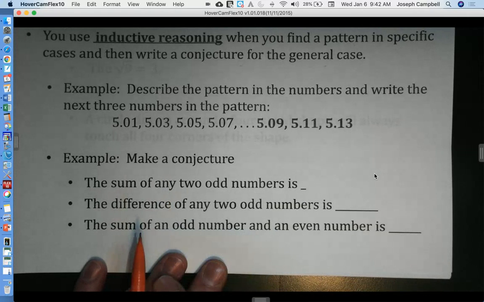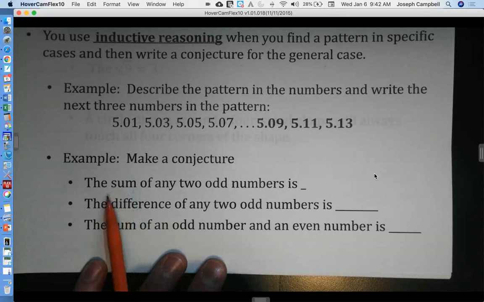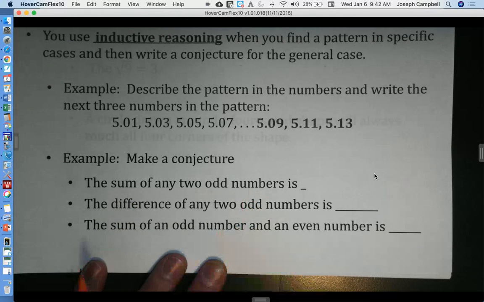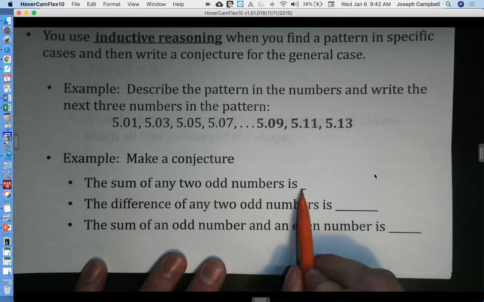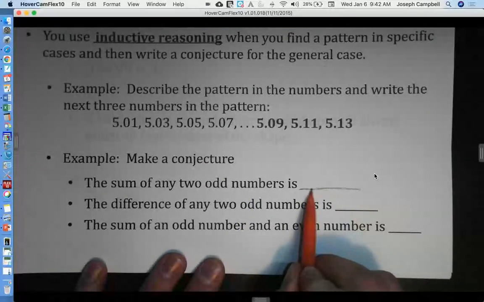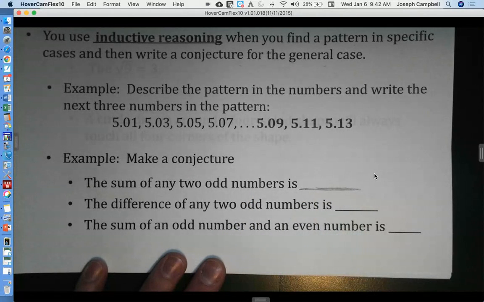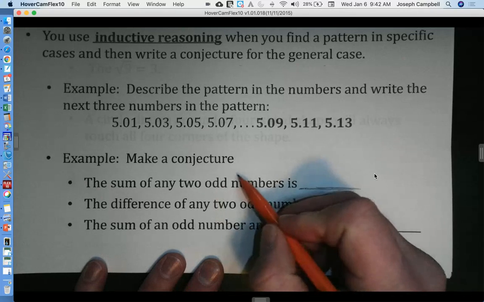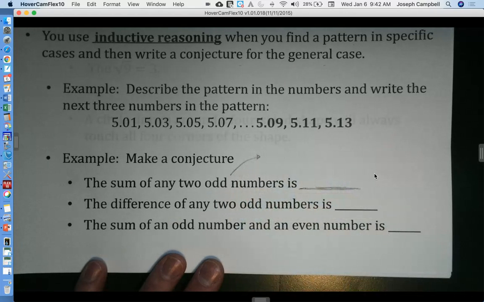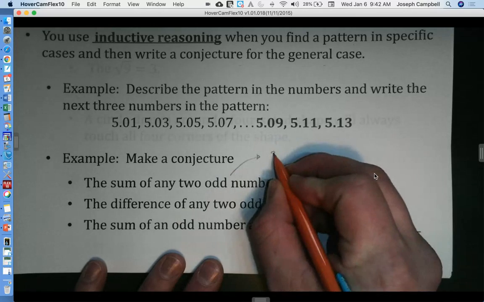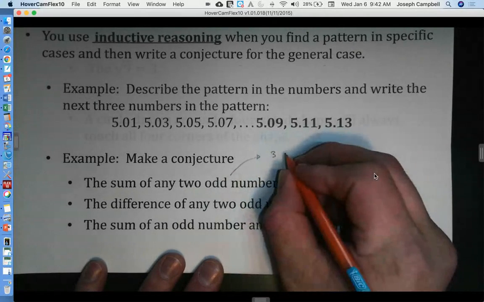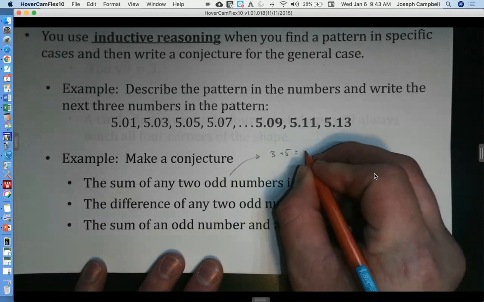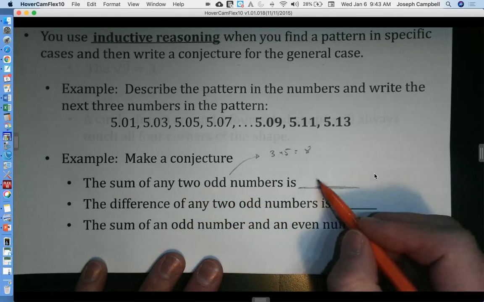Here are some more examples of what we can do when we make a conjecture. So the sum of any two odd numbers is what? So you're supposed to fill in this blank here. I want you to try and do that. Pause the video and try and do that. Now maybe what you did was come up with an example in your head, right? Two odd numbers. What's an odd number? Like 3 and 5, right? That's 8. Certainly, they don't want me to put 8 here.